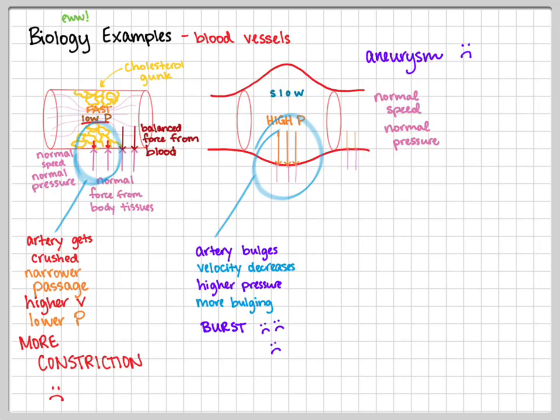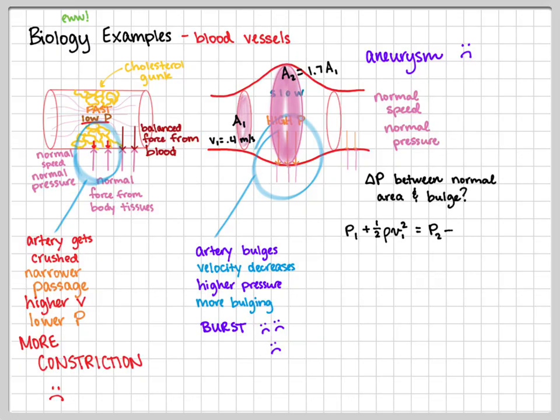Let's throw some numbers on here, right? Let's actually do a mathematical example. Let me show you how to use Bernoulli's equation to calculate the pressure difference between a normal part of the artery and this bulging, almost aneurysm. We don't have to worry about the gravitational potential energy part of Bernoulli because I've drawn both of my arteries as flat. So we only have to worry about pressure and kinetic energy divided by volume.